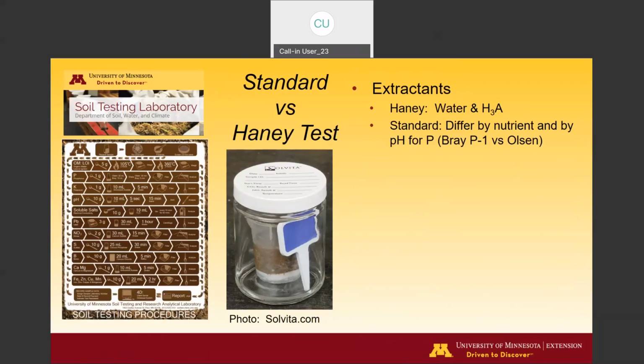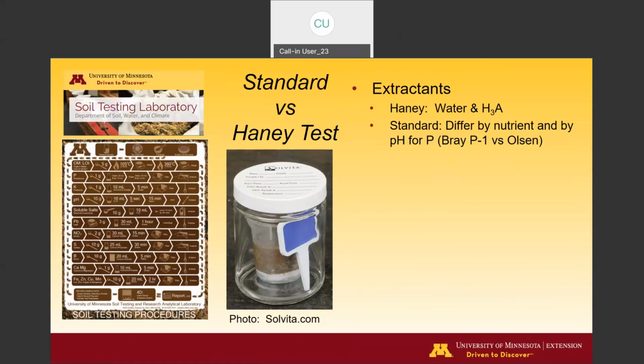Now, a few other key things here, looking at differences between the standard test and the Haney test. First of all, the extractants vary. We've mentioned already the Haney test uses water and H3A, which is a weak acid. That's supposed to simulate more what the plant experiences in the soil. That's what they say with this test. And then for nitrogen, the Haney test measures water extractable nitrate nitrogen, ammonia nitrogen, and organic nitrogen, whereas the standard test measures nitrate nitrogen. And the standard soil test uses different extractants depending on the nutrient. So you can see that here off on the left-hand side.